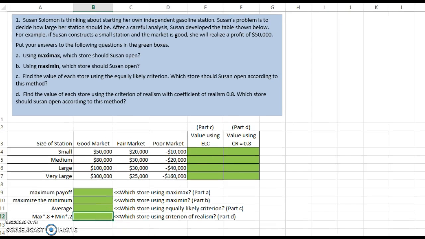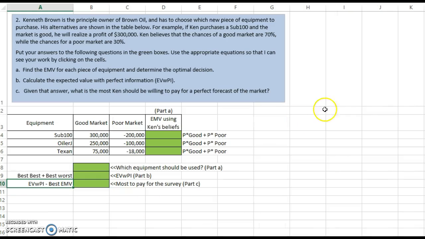Let's look at problem or question 2. And I've got notes in here too. Notice my notes. This is for us to help you. And in problem 2, you're calculating expected monetary values.